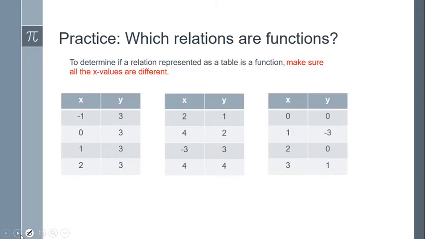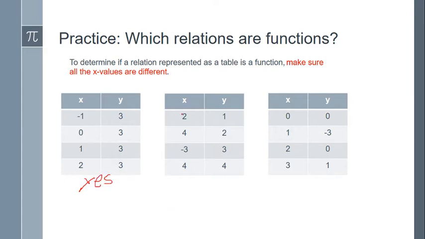All right, so now let's represent this relation as a table and try to decide which of these are functions. This is very similar to the ordered pairs, because remember, this would be the ordered pair -1, 3. This would be the ordered pair 0, 3, and so forth. When we were doing the ordered pairs, if all I had to make sure was all the x values are different, it's going to work for the table too. So go down the x values, make sure they're all different. Yes, that's a function.